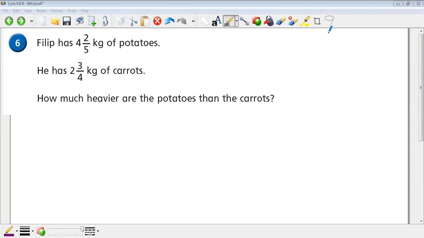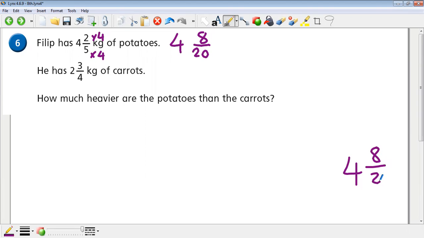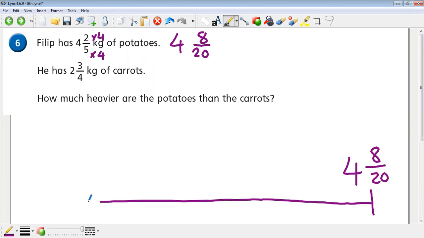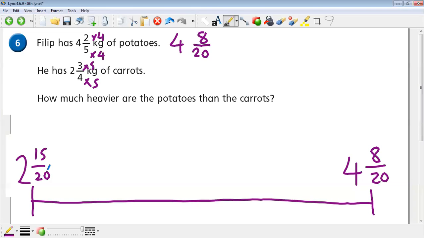So the first thing we're going to need to do is put these into common denominators. So you're going to have to times 5 by 4 to create 20ths, and 2 4s are 8. Because that's the larger fraction, we put it at the top here, because we're using that number line to calculate the difference. This one's going to get times by 5, so you're going to end up with 2 and 15 20ths. And then we're just going to count up. So we're going to have to bounce to the nearest whole, like so.